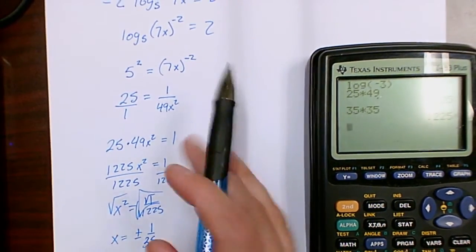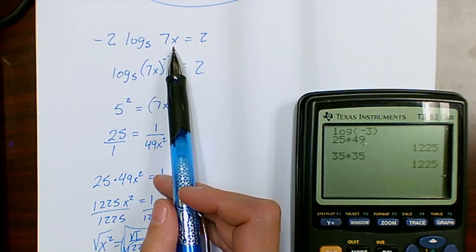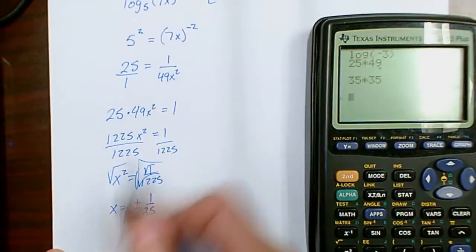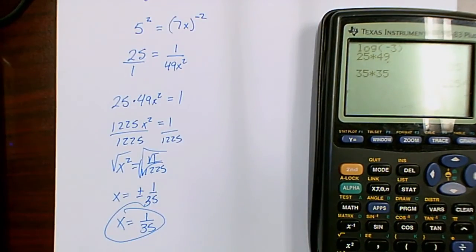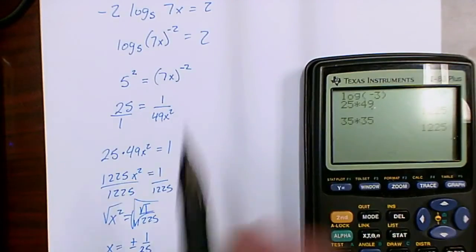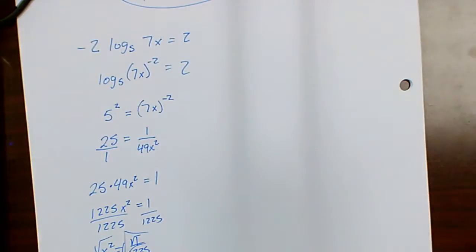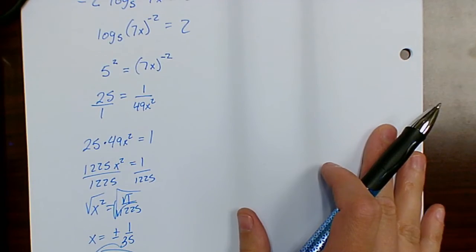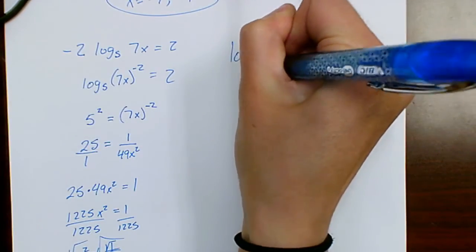Now, plug -1/35 in, you get a negative here. So x has to be the positive 1 over 35. Okay, because 7 times a negative value, it doesn't matter, it's still going to be a negative value. So the positive will have to work on that one. Okay, one more and then I'll cut the video.